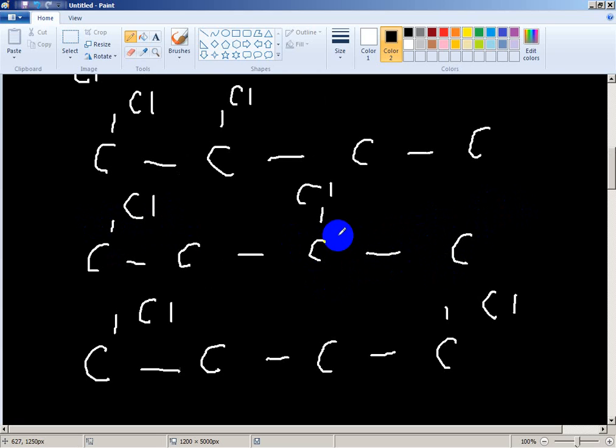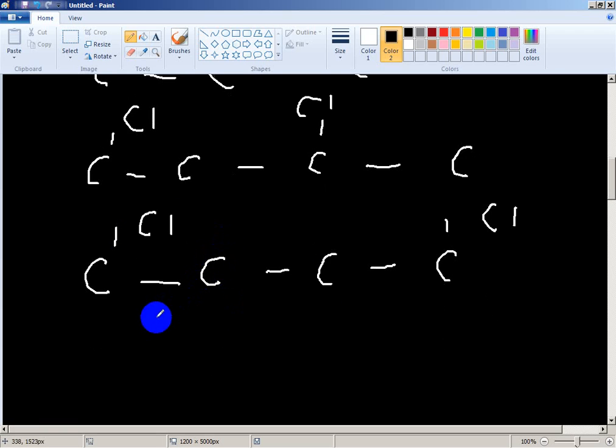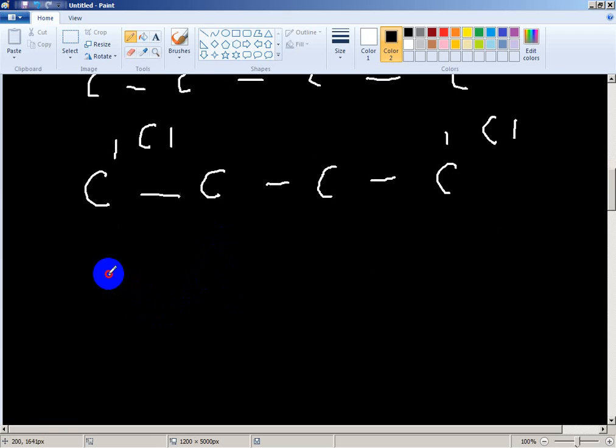Okay. How can we draw this? Now I can draw chlorine at this 2 position, in both 2 positions chlorine can be drawn.